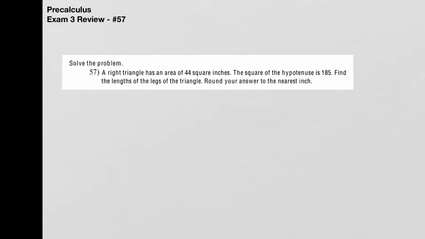In this problem, it says that a right triangle has an area of 44 square inches. The square of the hypotenuse is 185, and we want to find the lengths of the legs of the triangle.